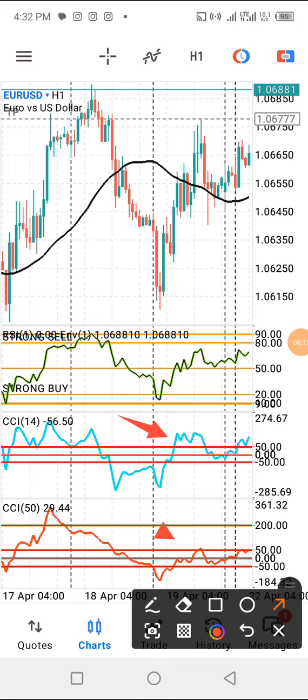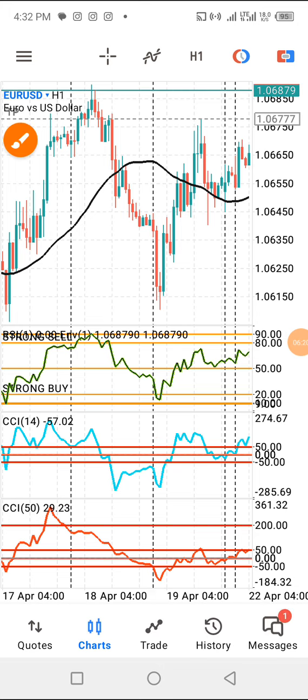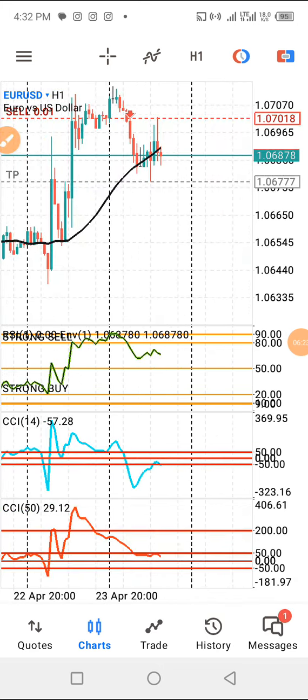It dropped again. So make sure the conditions are properly met, so that when you are taking your orders, you won't have issues. Is that clear? So that you won't have issues.